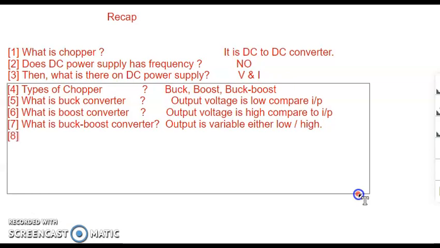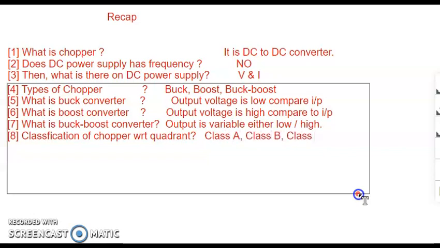The next one is the classification of the chopper, with respect to quadrant. Quadrant-wise, how is it classified? The chopper is classified as class A, class B, class C, D and E. That's all. This is a 5-way classification.